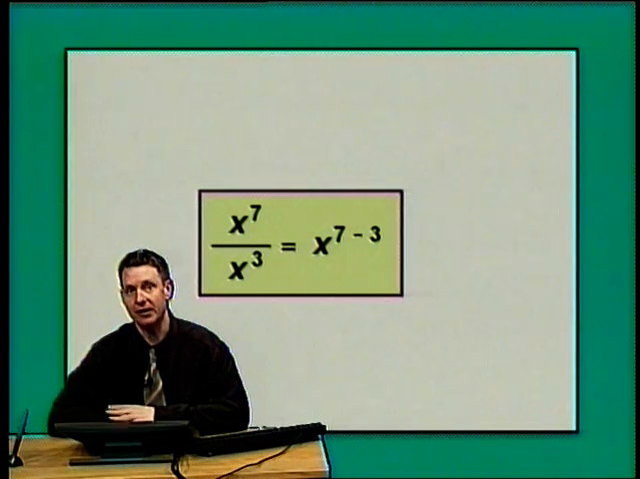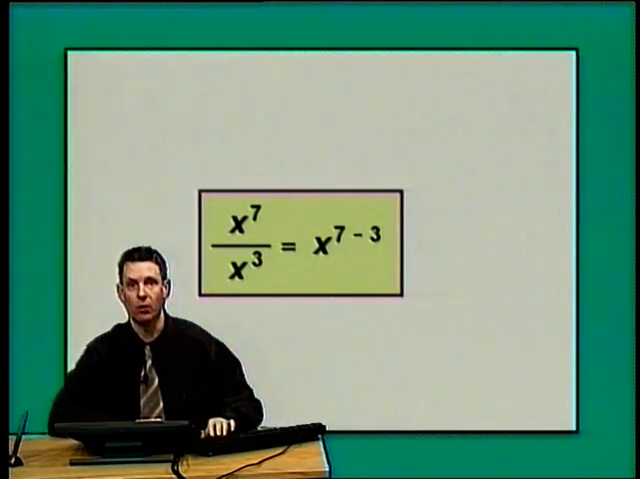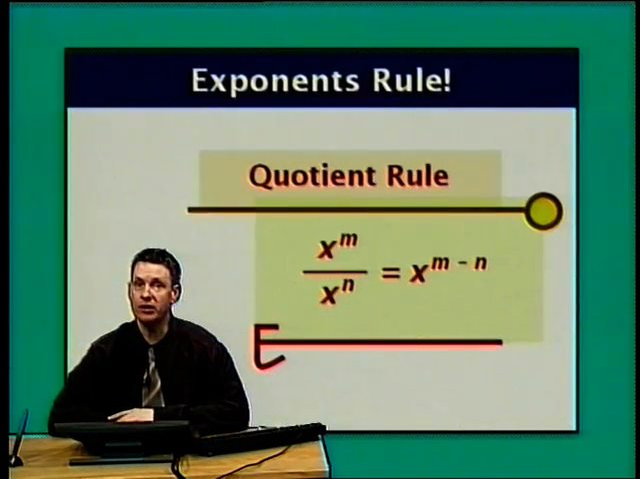So this suggests a rule for us, and the rule that it suggests is called the quotient rule for exponents. And the quotient rule for exponents says that if you have x to the m divided by x to the n, to simplify that, you want to write that as x to the m minus n. Let's see this rule put into action a few times.